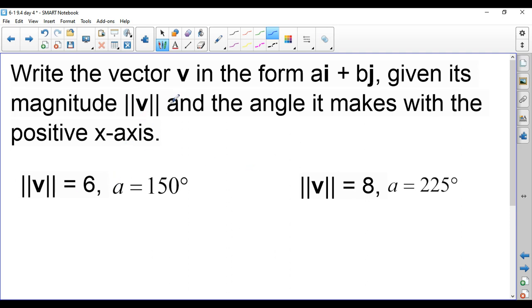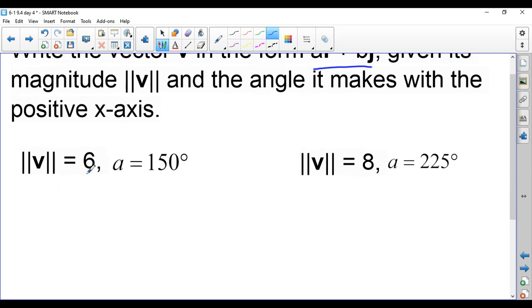I want to write the vector v in component form, a i hat plus b j hat, given the magnitude and the angle it makes with the positive x-axis. So here I have a vector that's at 150 degrees with a magnitude of 6. If I was drawing that vector, it would be 150 degrees with a magnitude of 6. I want to find the x and y components of that vector.